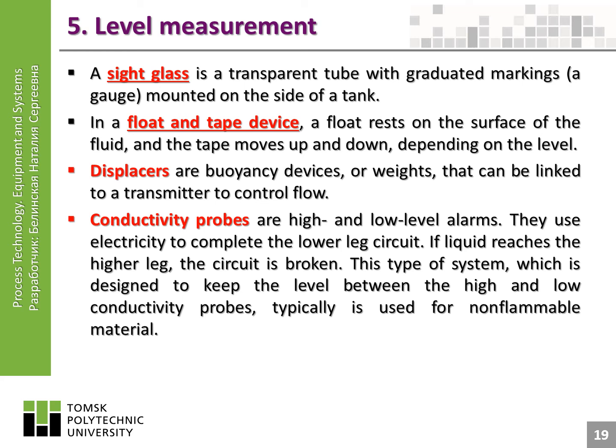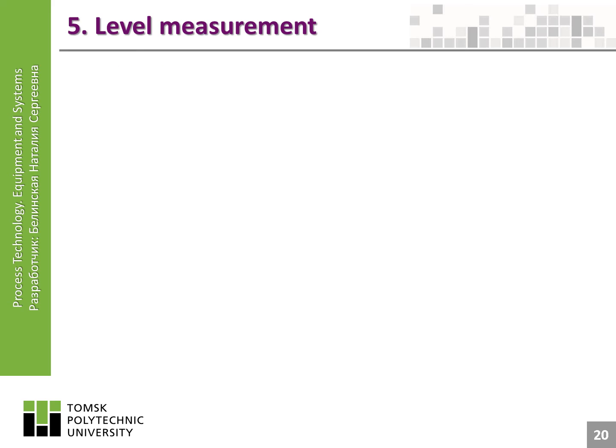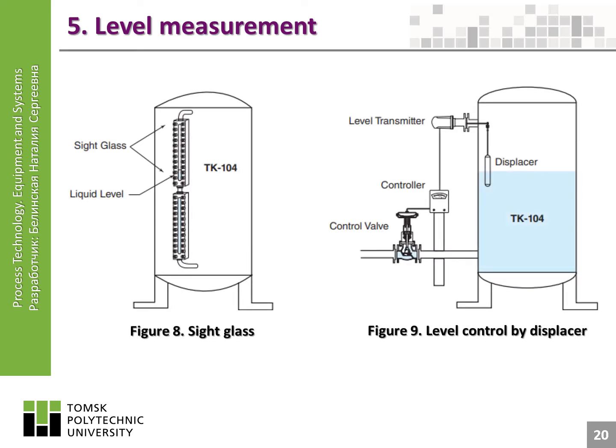Conductivity probes are high and low-level alarms. They use electricity to complete the lower leg circuit. If liquid reaches the higher leg, the circuit is broken. This type of system, which is designed to keep the level between the high and low conductivity probes, typically is used for non-flammable material. Capacitance probes, radiation devices or load cells. In these figures you can see a sight glass and level control by a displacer.